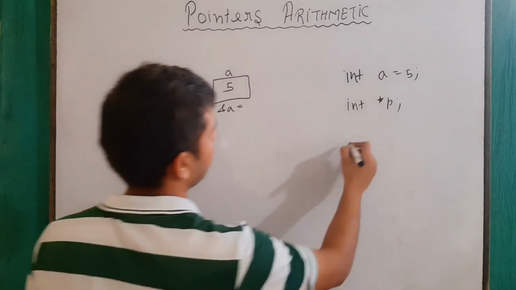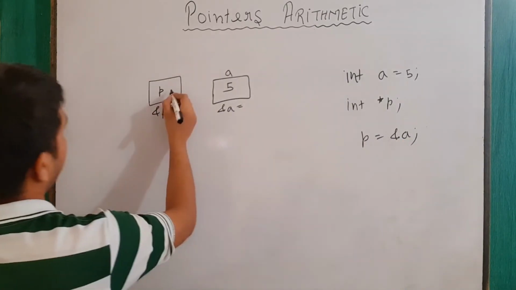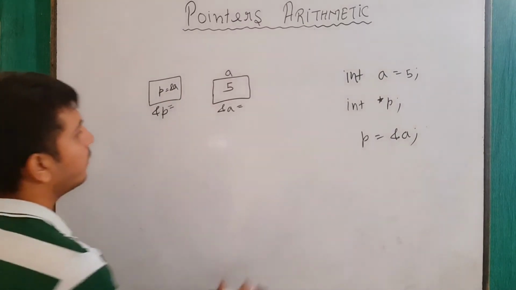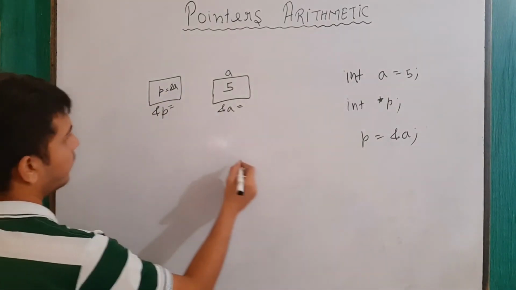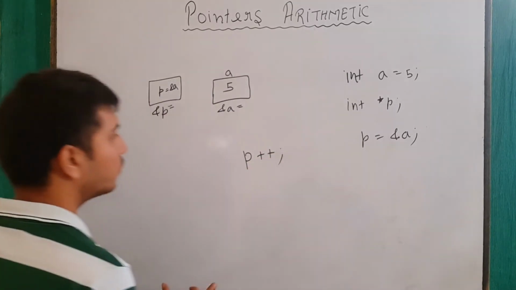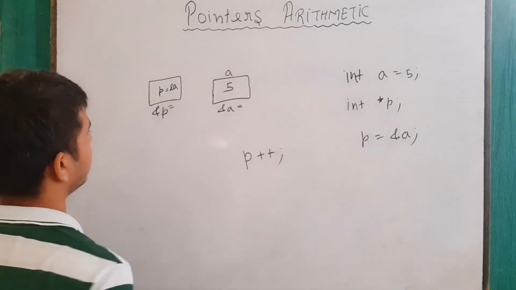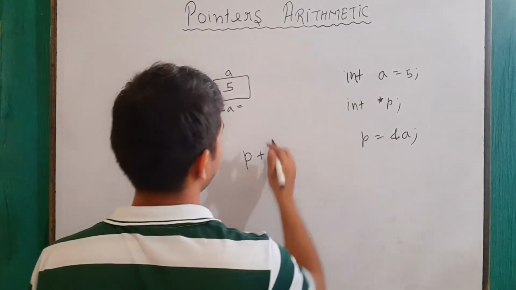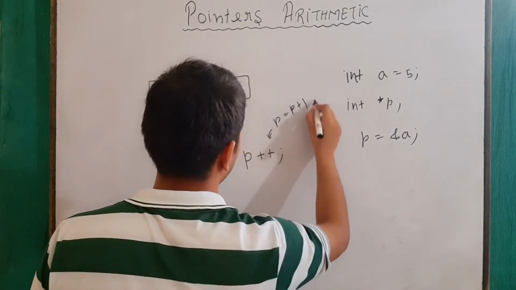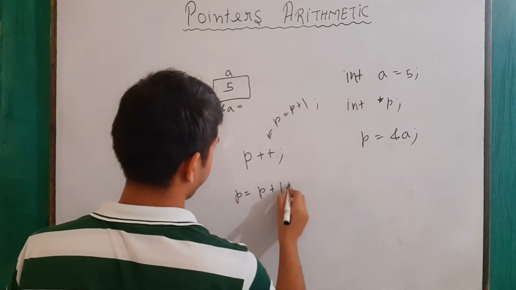Now let's say it is written here p equals &a, so right now it is holding the address of a. Now if I perform an operation, let's say p++, the question is whether this is valid or not. The equivalent meaning of this operator is p equals p plus 1 in a general way.